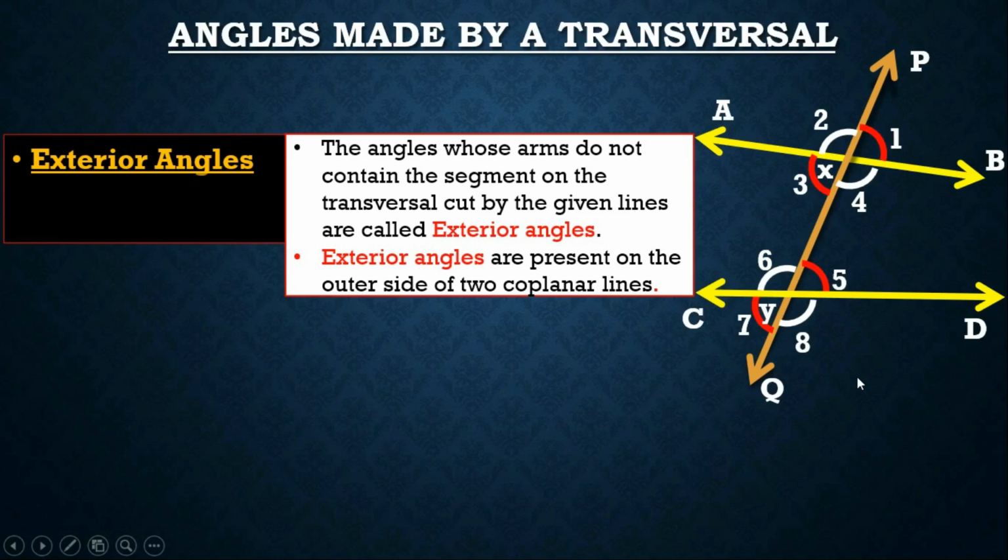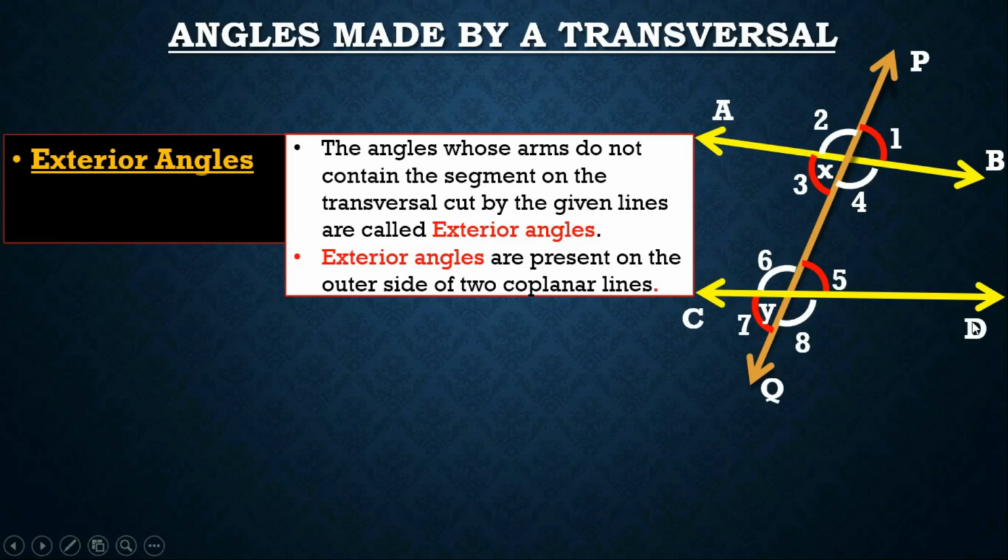Now this angle QYD. This angle QYD is made up of ray YQ and ray YD. These YQ and YD are two arms. So these YQ and YD do not contain any line segment. Also this angle QYD lies outside the coplanar lines, and hence angle QYD is an exterior angle.